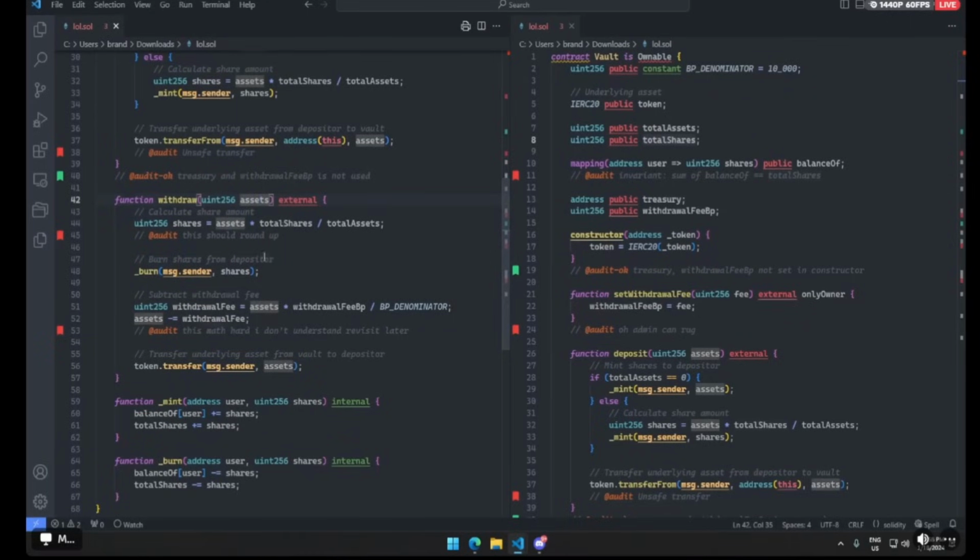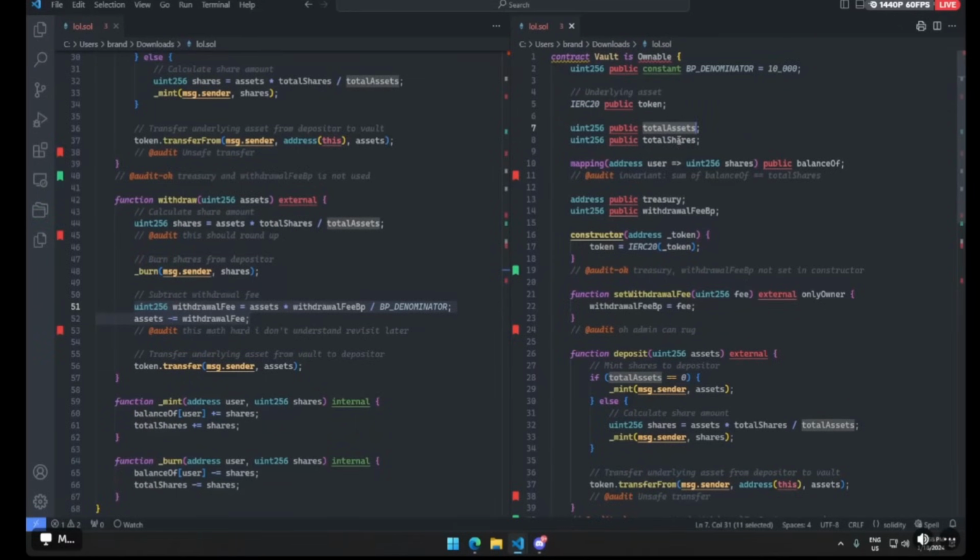Assets minus 30%. That's what you get. But if you withdraw twice, on your first withdrawal, the withdrawal fee will remain in total assets. So on your second withdrawal, total assets will be slightly bigger than what it should be, and then you'll get more assets back. So this is what I mean by having the state in mind.